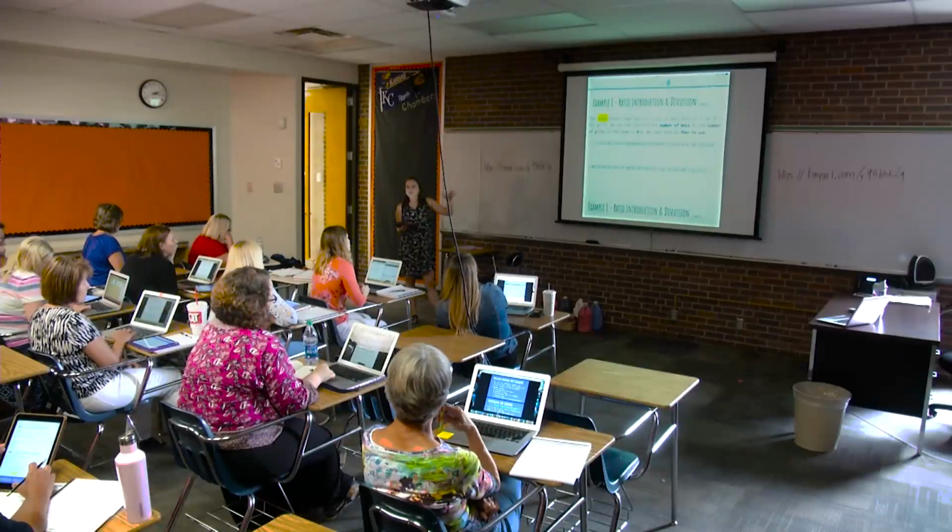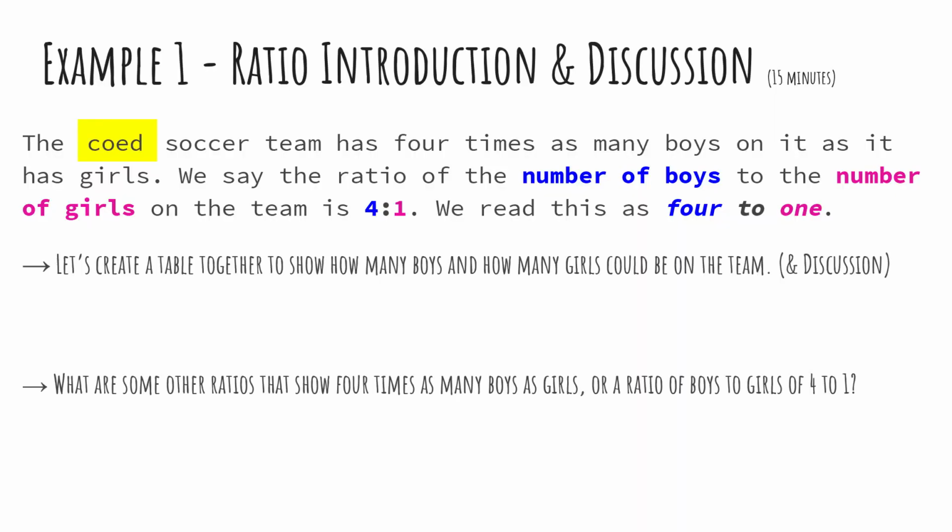So after we do the I can statements, I know we had some PD slides mixed in, but then we would go to this example 1. We dive right into the learning of hitting those I can statements and targets that we have. So I would read this aloud. The co-ed soccer team has 4 times as many boys on it as it has girls. We say the ratio of the number of boys to the number of girls on the team is 4 to 1. We read this as 4 to 1.